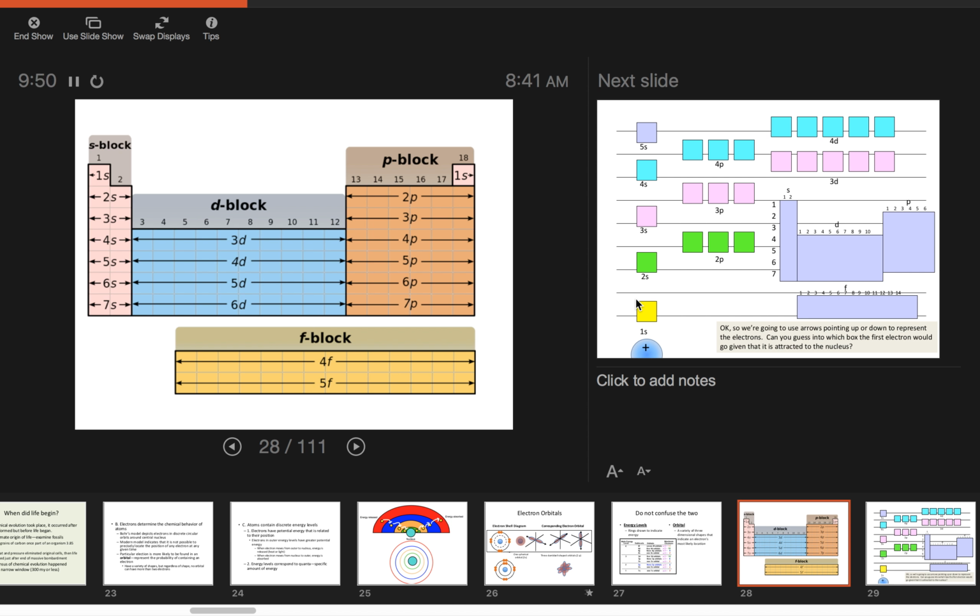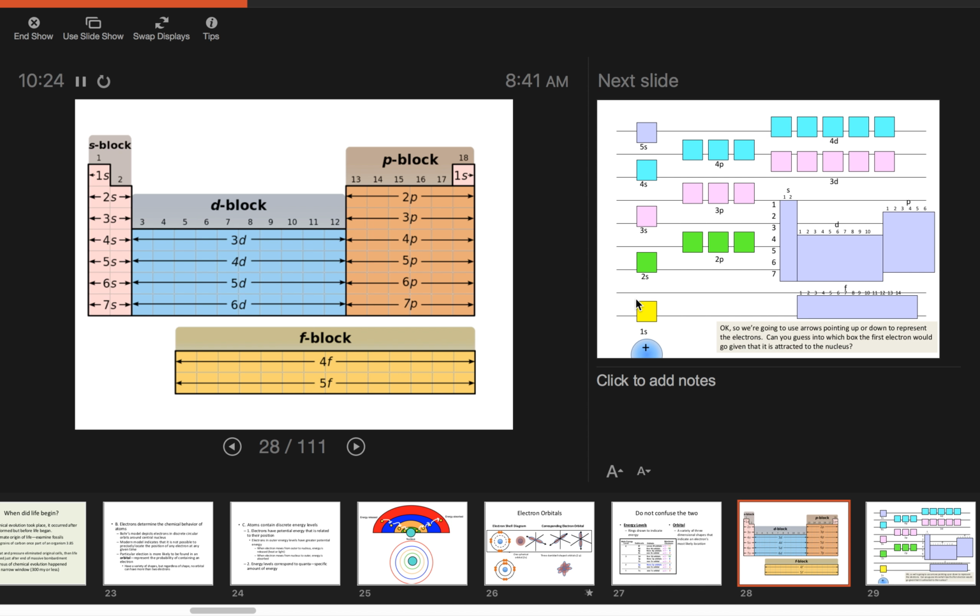Okay, so S. Then we have the p blocks, which are the dumbbell shaped. And so 2p means second energy level dumbbells, okay? 3p would be third energy level dumbbell shaped. 4, 5, 6, 7. So as you go down, you're getting out to the outer regions of your electron energy levels. Then we have the D block. Those are our transition metals. And then we have the lanthanides and the actinides, which most of them are radioactive, but not all of them.